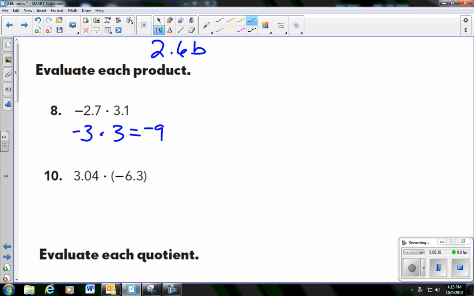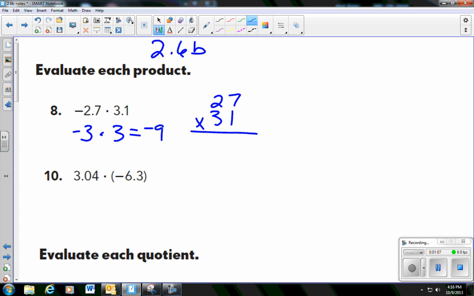Now from here, we want to set it up like this. We want to write the problem vertically. So 27 times 31. Now, I left the decimals out on purpose. We'll take care of the decimals at the very end. Unlike adding and subtracting decimals, you do not have to keep the decimal lined up. You don't even have to worry about the decimal at all right now. So just pretend you're multiplying 27 times 31.